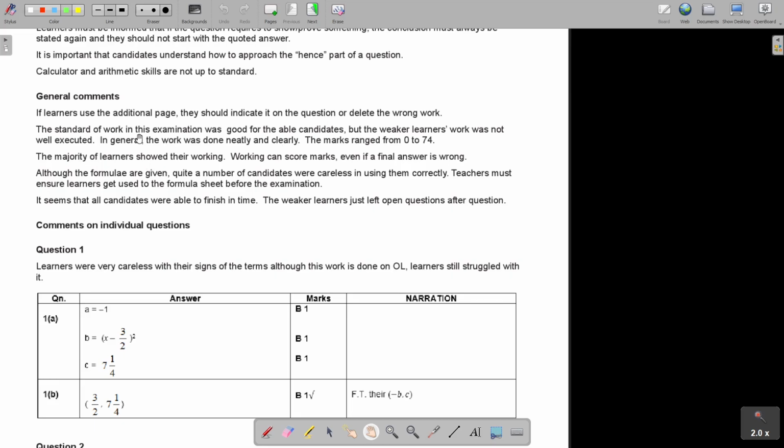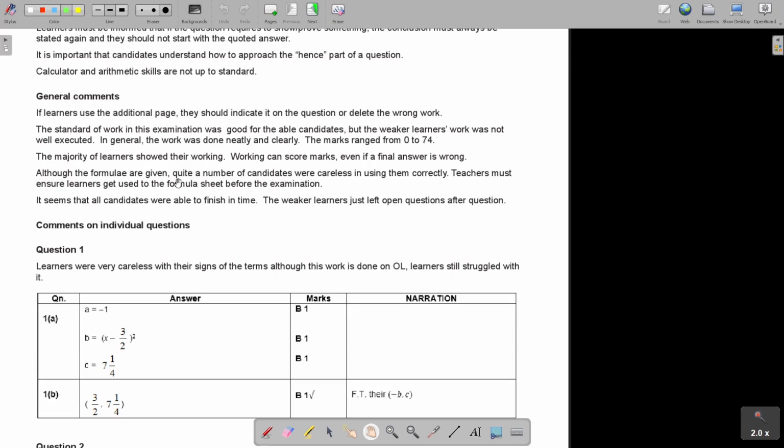The standard of work in this examination was good for the able candidates, but the weaker learners' work was not well executed. In general, the work was done neatly and clearly. The marks range from 0 to 74. The majority of learners showed their working, so you must show your working. Working can score marks even if the final answer is wrong. Although the formulas are given, quite a number of candidates were careless in using them correctly. Teachers must ensure learners get used to the formula sheet before the examination.